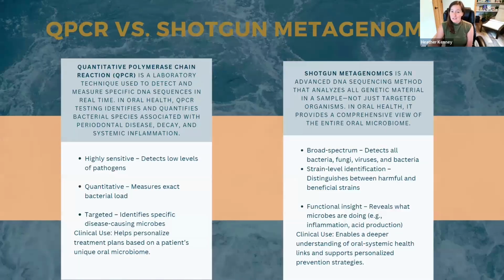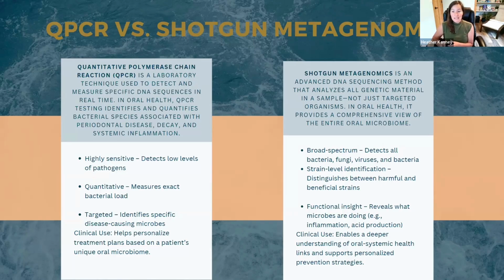So I'm going to go into a little bit of the details on qPCR versus shotgun metagenomics. qPCR is a laboratory technique, and it's used to detect and measure specific DNA sequences in real time. It's highly sensitive and detects really low levels of pathology, and it gives you a quantitative look into the bacterial load, but it's very targeted. So it's only looking at the specific species that specific test is looking for.